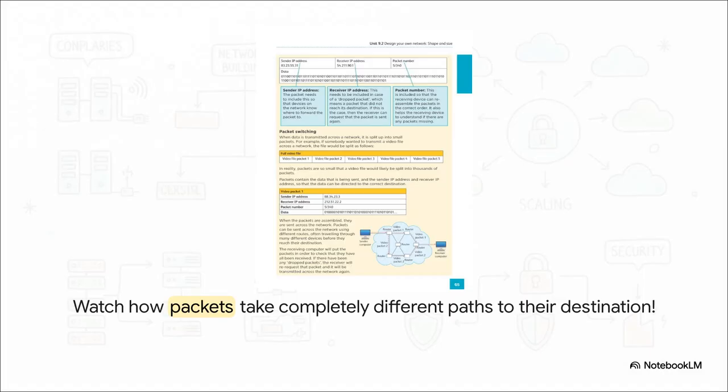Just follow the journey of those packets right here. Look at how video packet 1 and video packet 2 don't even follow each other in a straight line. They take completely different paths, jumping through various routers. They act independently, constantly looking for the fastest possible route to avoid digital traffic jams. It is a wildly efficient way to move information.